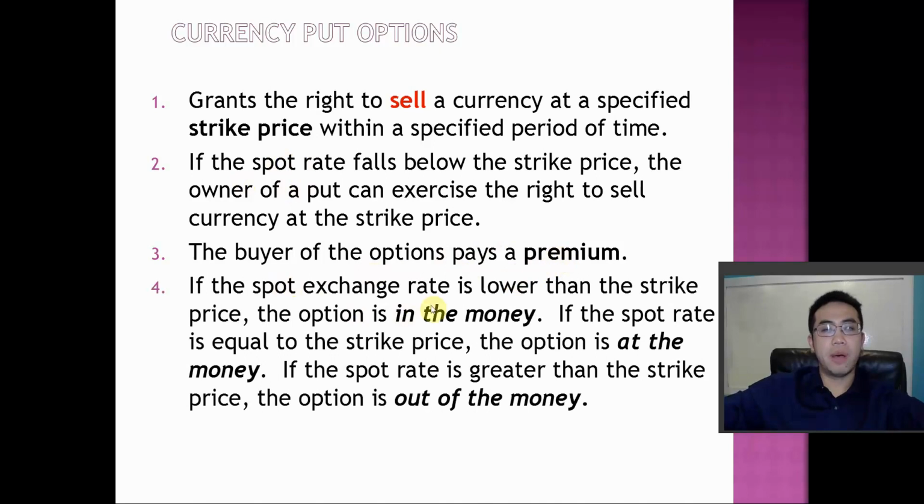If the spot rate is lower than the strike price, then the option is in the money. That means you are making a profit. You can sell at the strike and then simultaneously buy at the spot to make a profit. If the spot rate equals the strike, you are at breakeven. We call it at the money. If the spot rate is greater than the strike price, then we call the option out of the money.